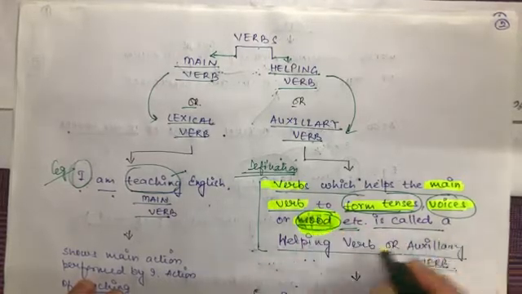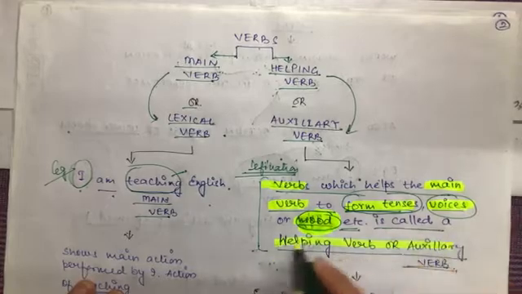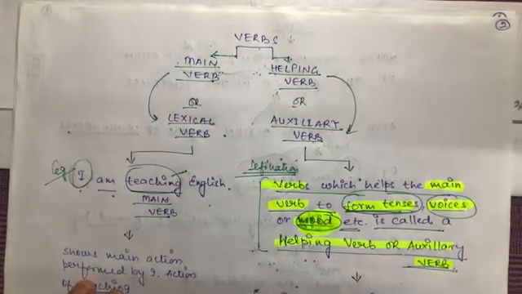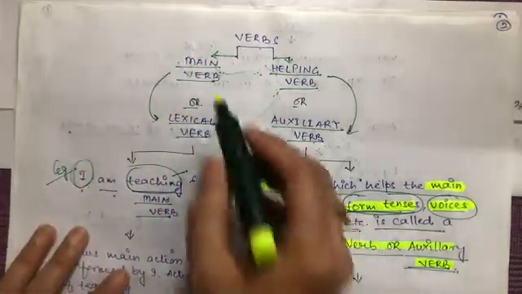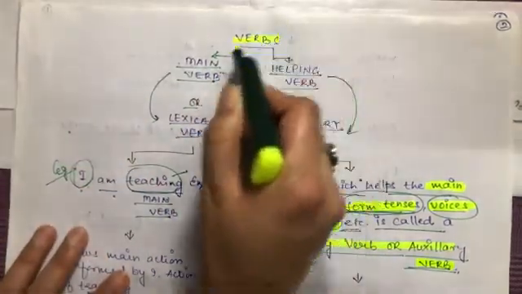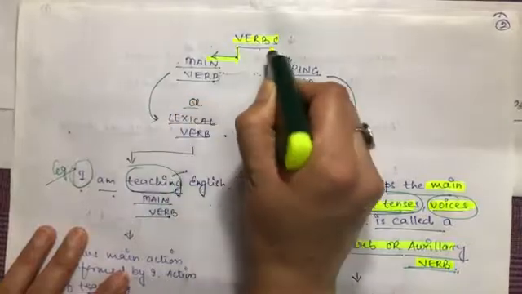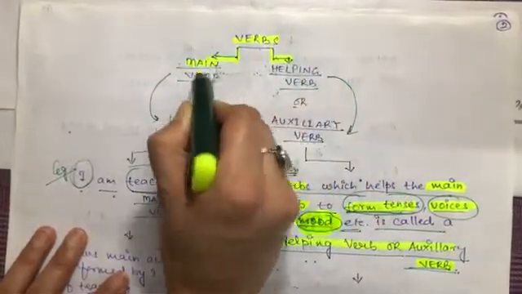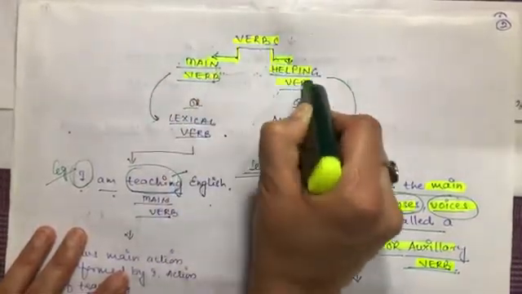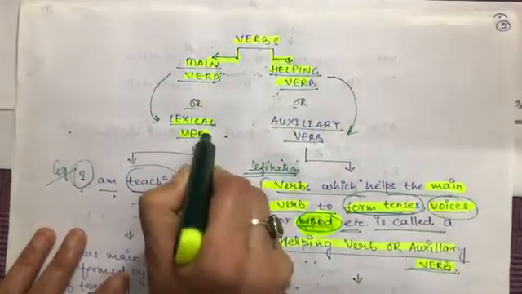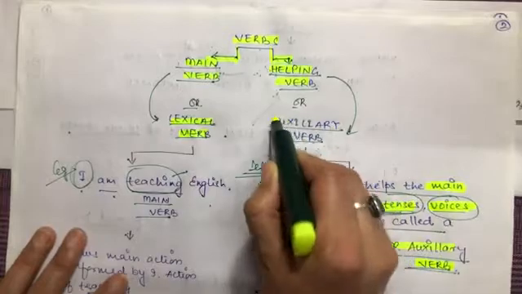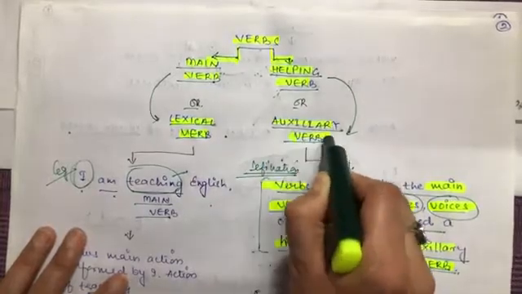Mood is called helping or auxiliary verbs. Clear? So now recapitulate once more. Verbs are divided into two parts: main verb and helping verbs. Main verb is also known as lexical verbs. Helping verbs are also known as auxiliary verbs.